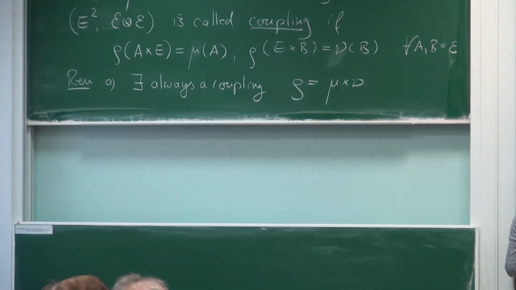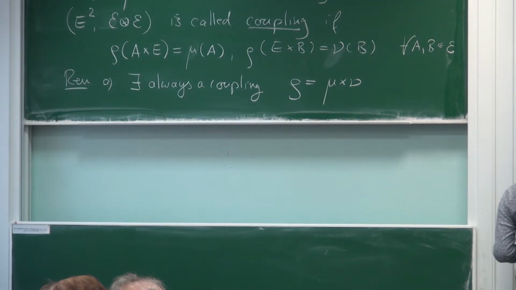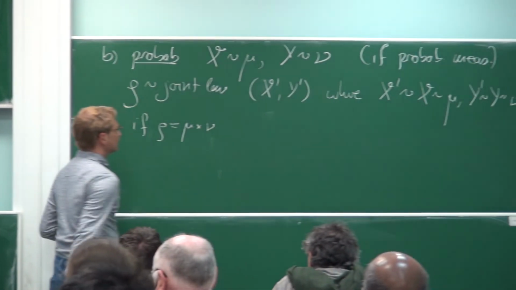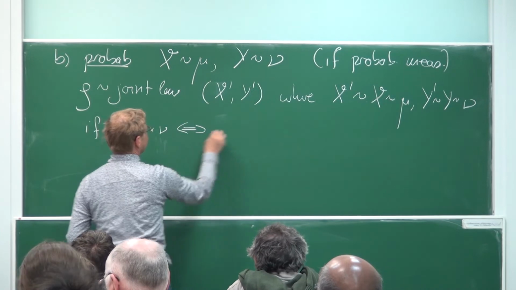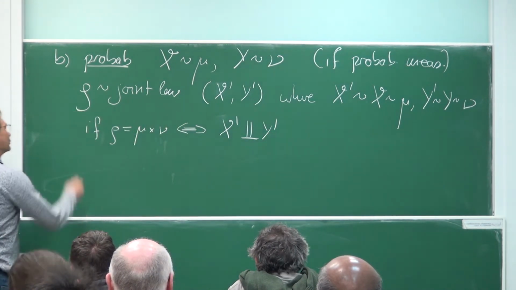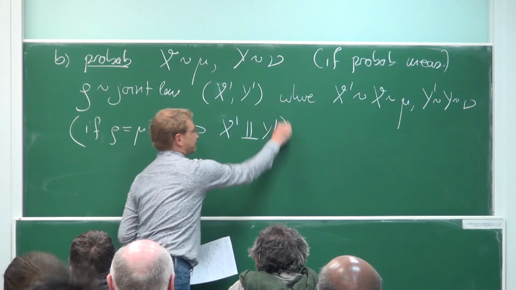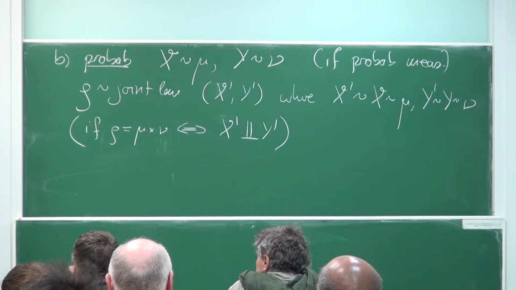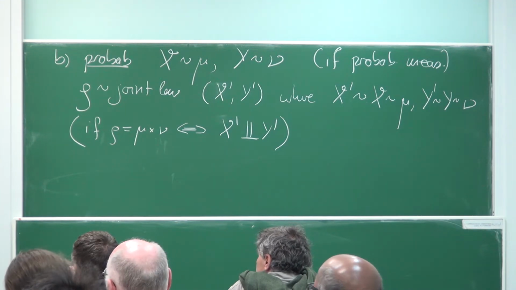This is boring because if rho is mu times nu, this would correspond to the fact that x prime and y prime are independent. So you just would take an independent vector. So the idea is really to fill the things what happens between mu and nu, the interaction.